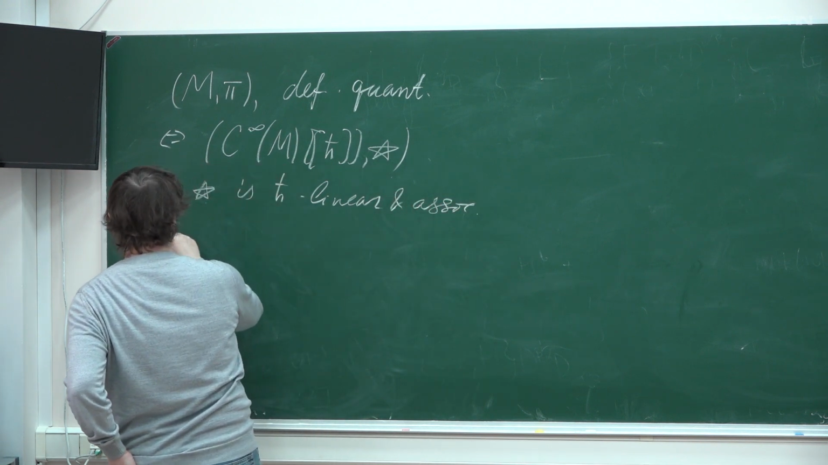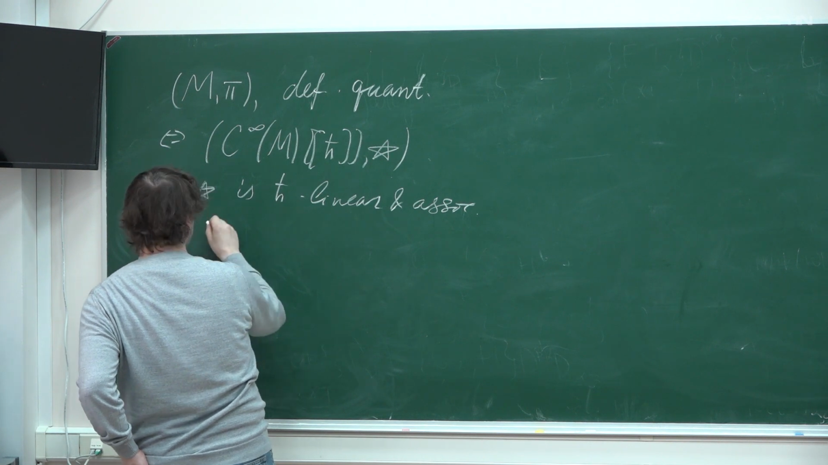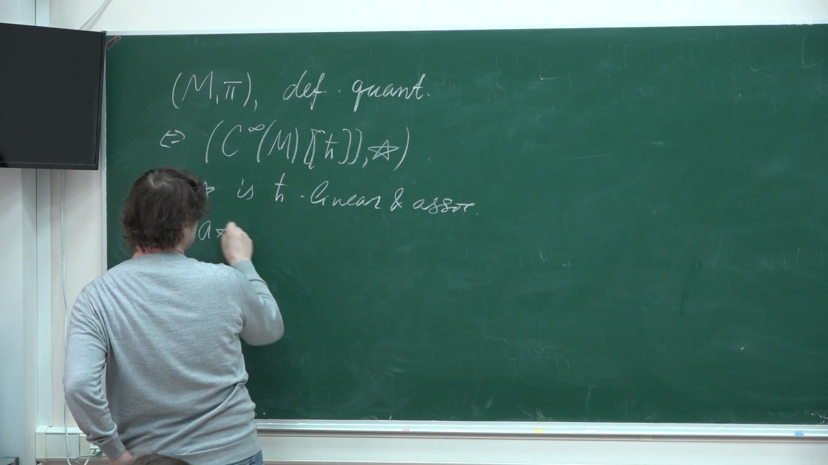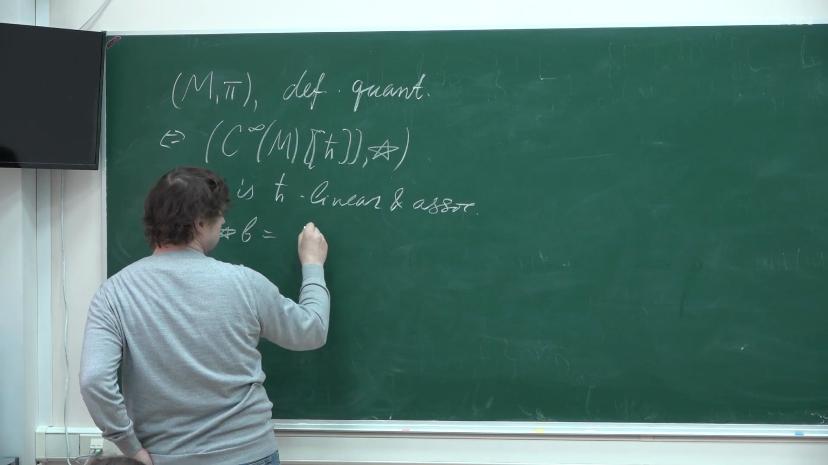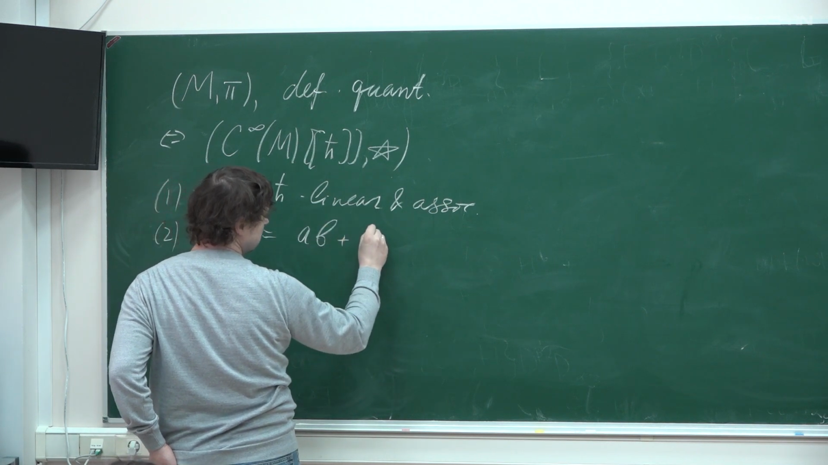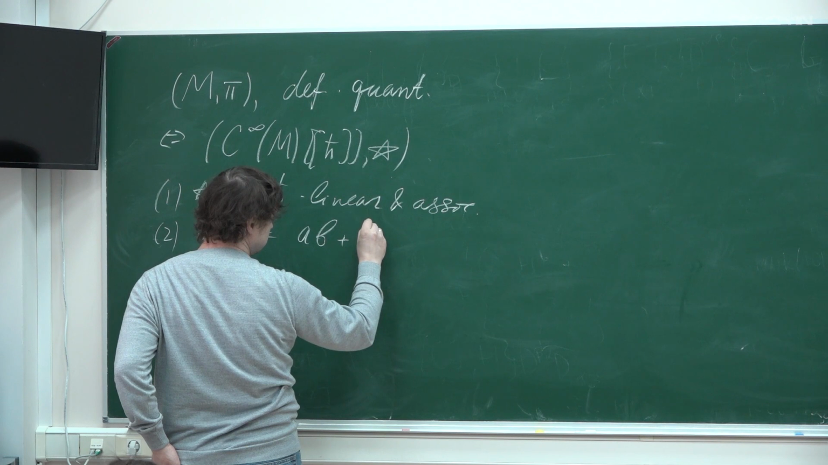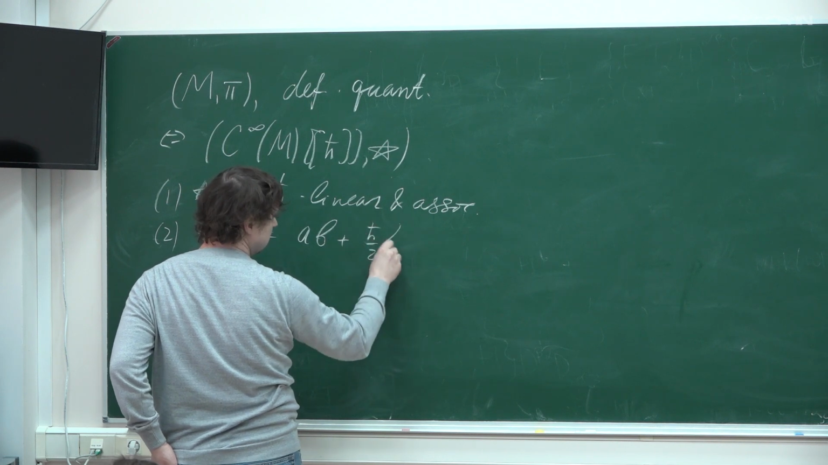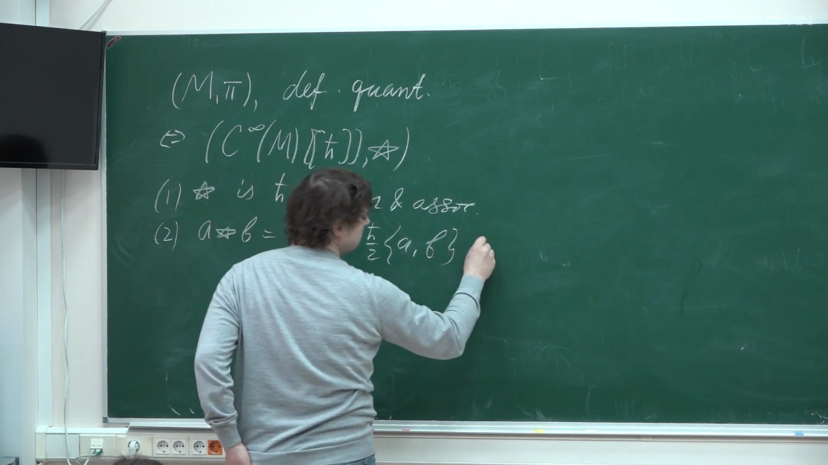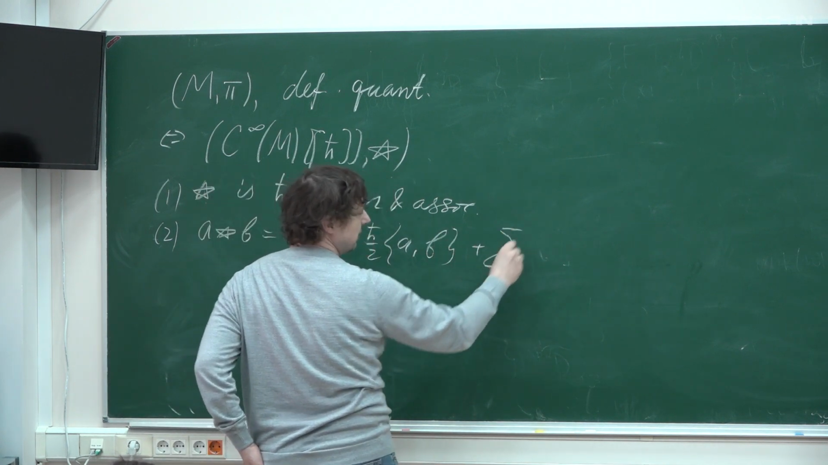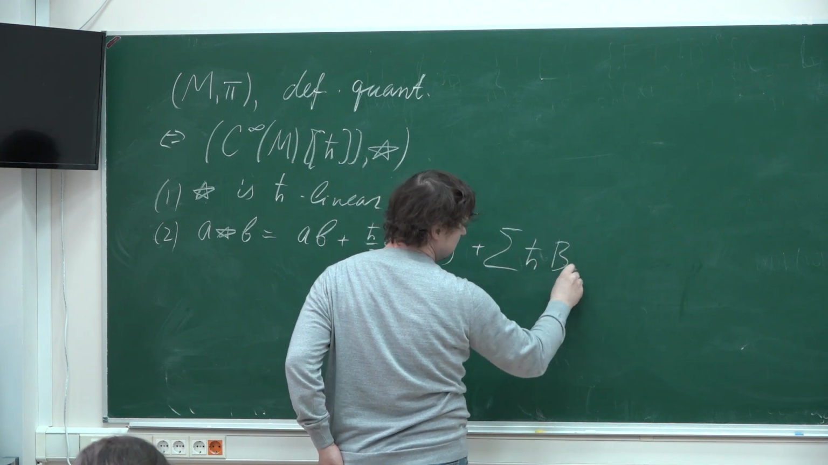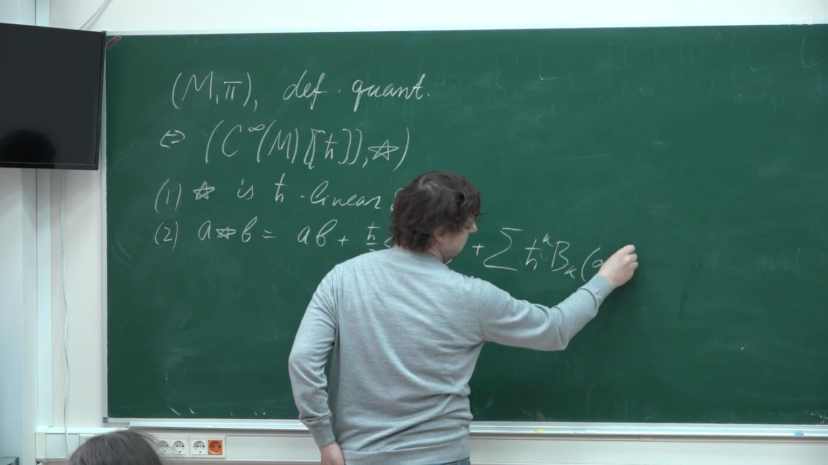Number two, the first few terms of this star product of A and B are given by the formula A times B plus h bar divided by 2 times the Poisson bracket of A and B. And the remaining part is given by some formal power series of bidifferential operators of A and B.